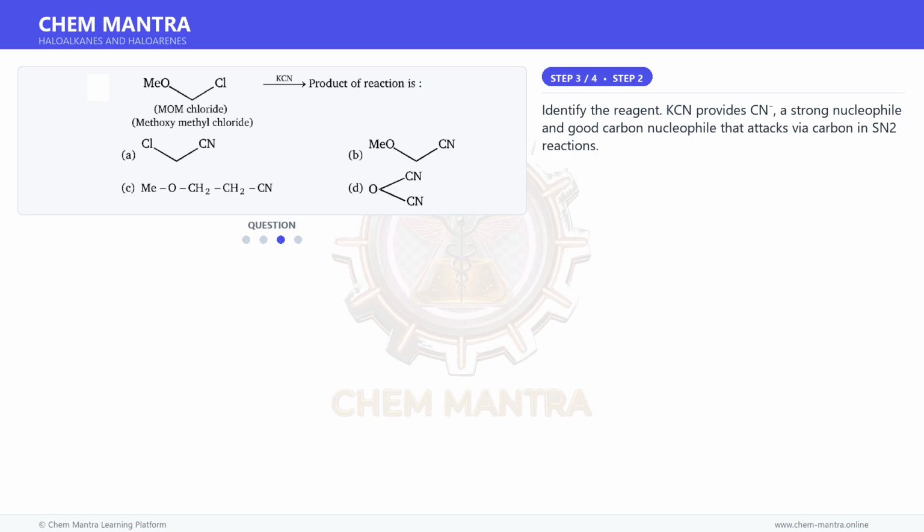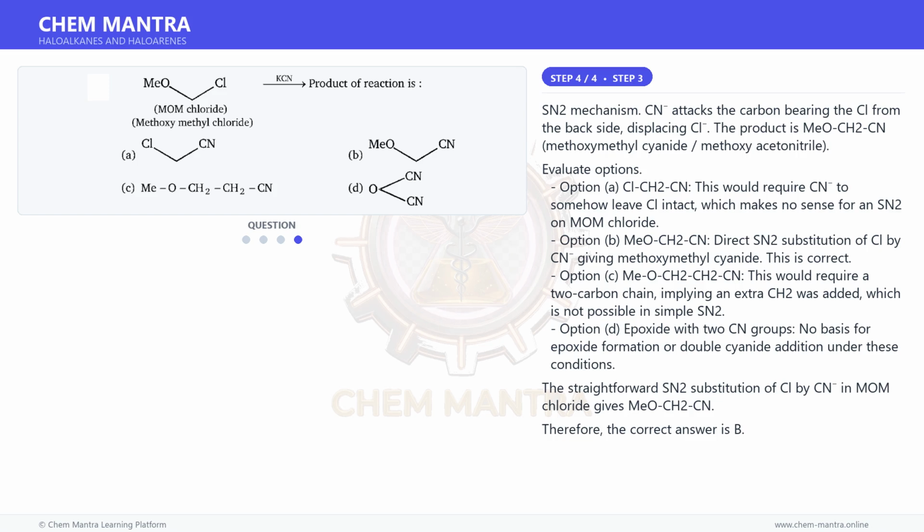Moving on to the next step. Identify the reagent. KCN provides CN-, a strong nucleophile and a good carbon nucleophile that attacks via carbon in SN2 reactions. And for the final step, the SN2 mechanism. CN- attacks the carbon bearing the Cl from the back side, displacing Cl-. The product is MeO-CH2CN, methoxymethyl cyanide, methoxyacetonitrile.